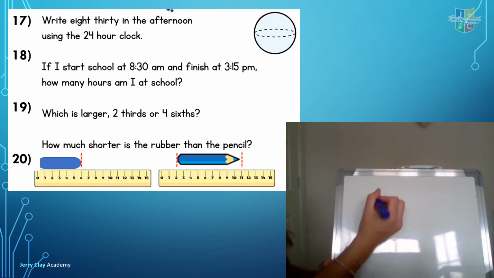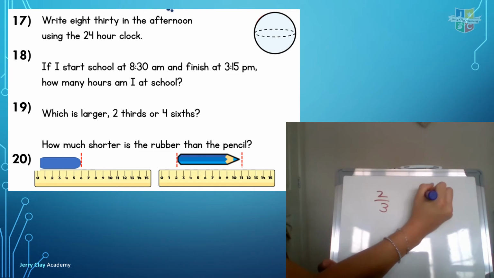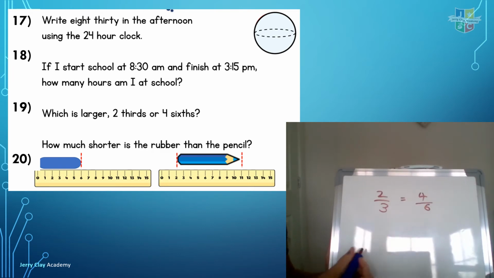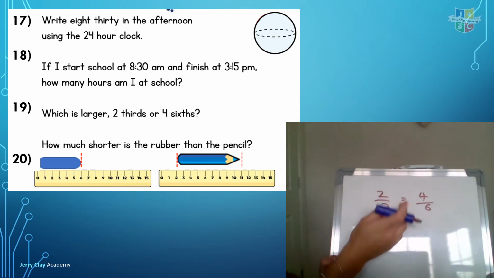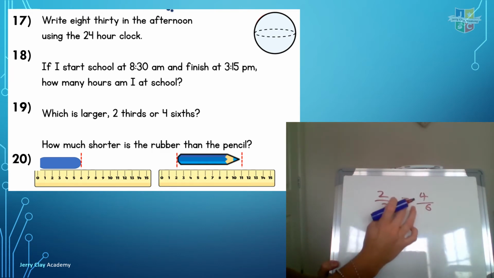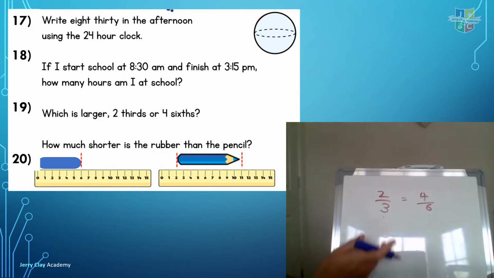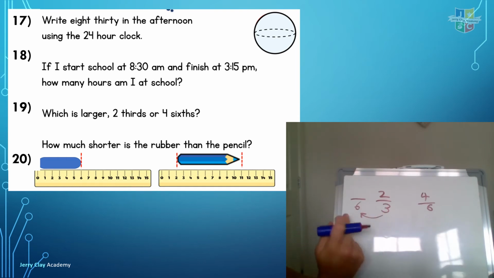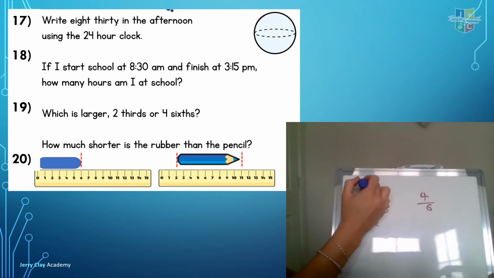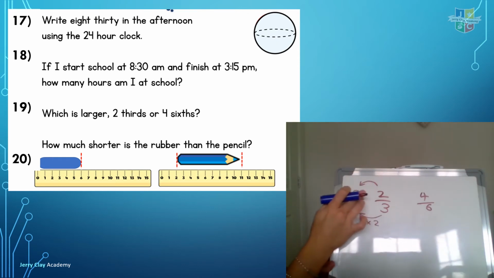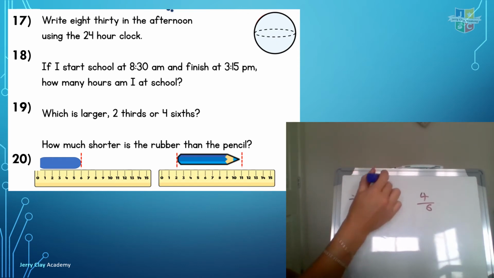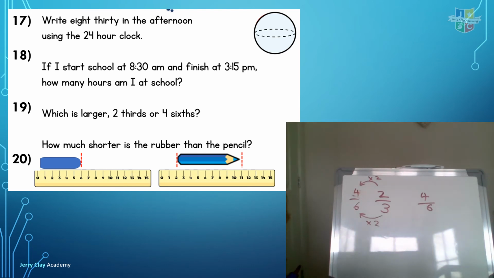Which is larger, 2/3 or 4/6? What I would have done here, I would have found an equivalent fraction. So I would have noticed that I've got 3, I've got 6. Well, I know 3 goes into 6, so I could turn my equivalent fraction into a 6. So 3 to 6, I'm timesing my top number by 2. 2 times 2 is 4. So it is actually a trick, because it's saying 2/3 is actually the same as 4/6.